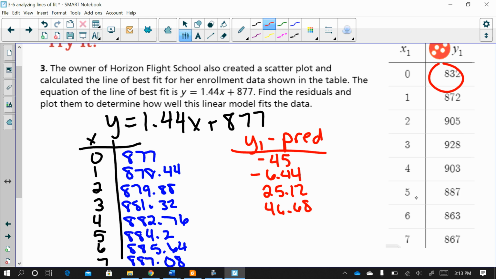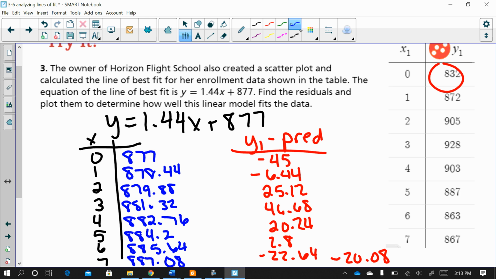Okay, 903 minus 882.76, I get 20.24. 887 minus 884.2, 2.8. Okay, 863 minus 885.64, negative 22.64. And 867 minus 887.08, I get negative 20.08.